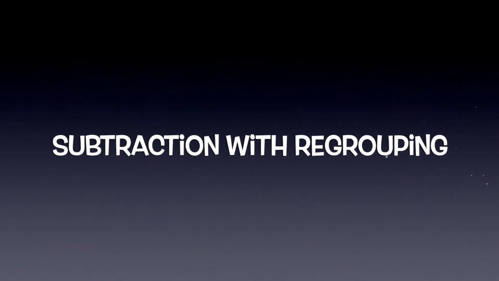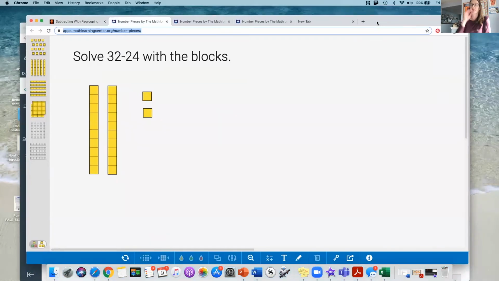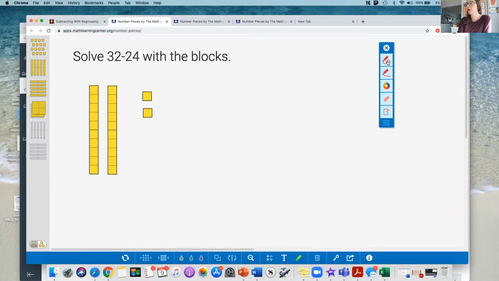Hi, third graders. Today in math, we're going to practice subtraction with regrouping. We're going to do some examples together, and I'm going to show you how I break apart the tens and regroup them in order to subtract. Please follow along on your paper.